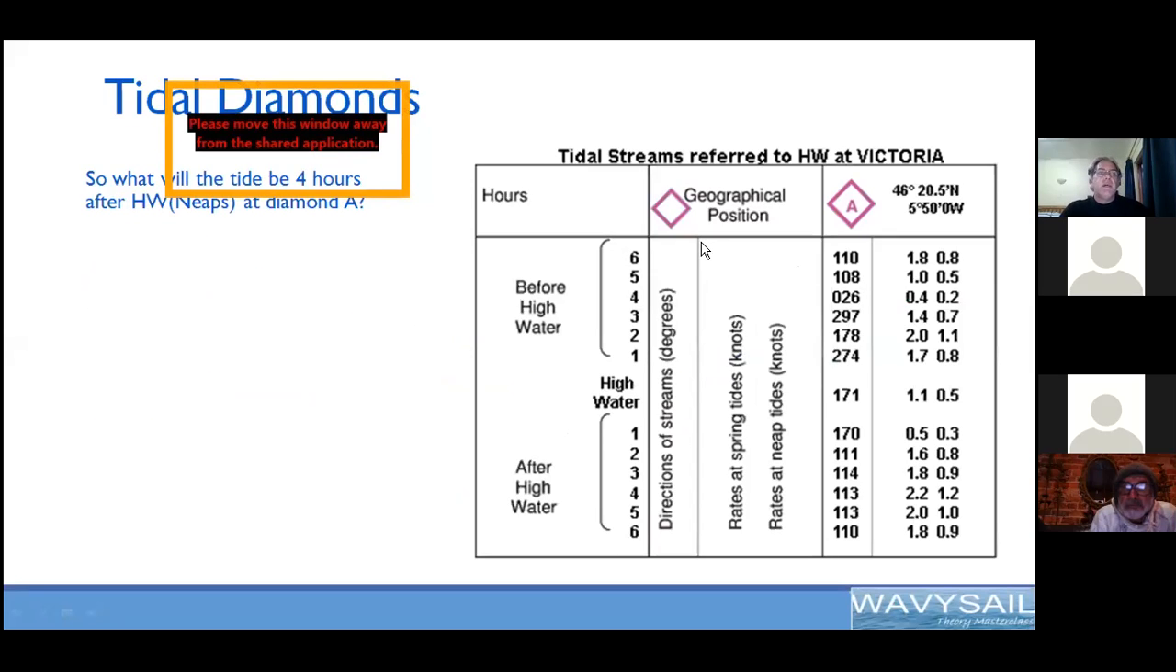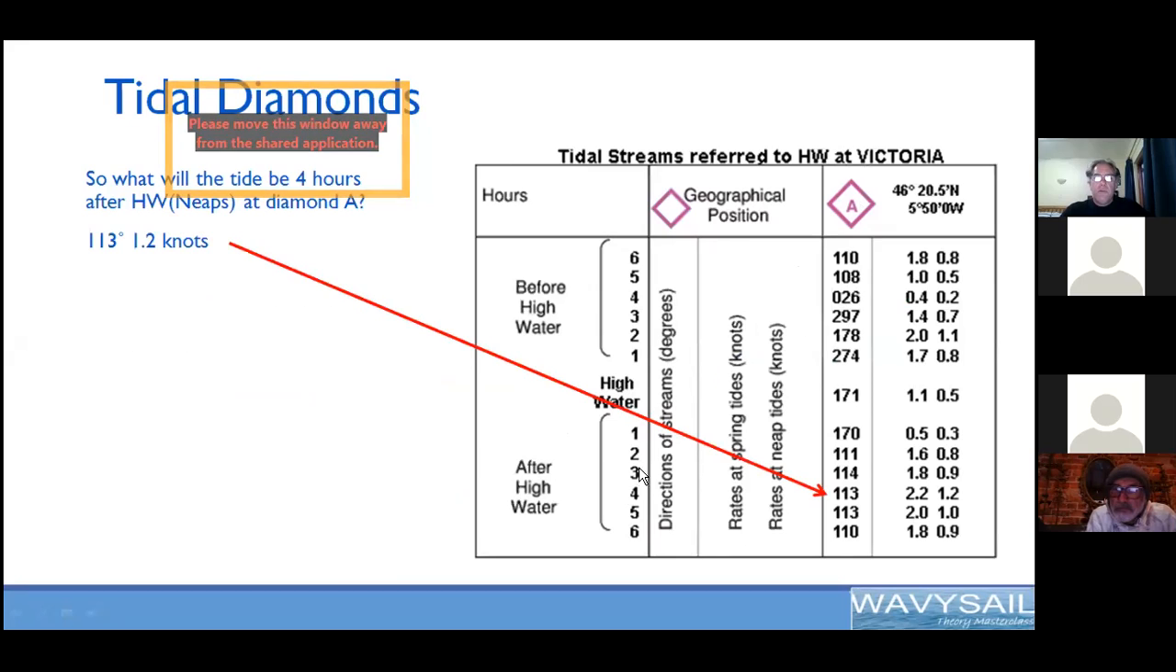So that's where this information comes from. So what will the tide be 4 hours after high water neaps on tidal diamond A? Then we'd look at it and go, okay, 4 hours after. After high water, 1, 2, 3, 4 hours, it will be 113 degrees at 1.2 knots, let's say it neaps, so that's 1.2. Okay, that will be what influences the boat at that time, at that geographical spot.